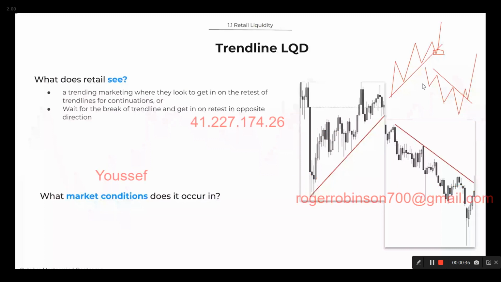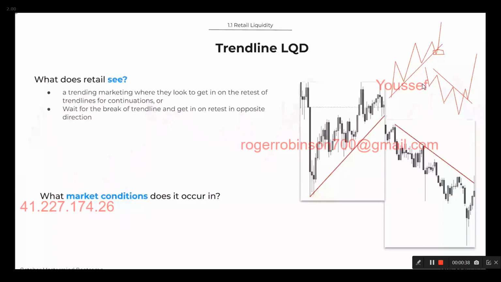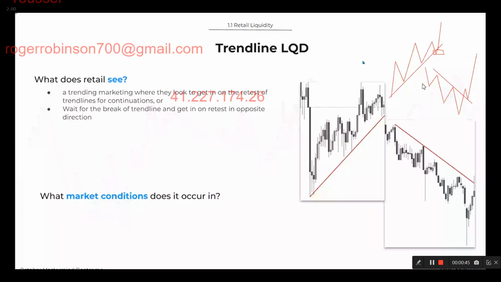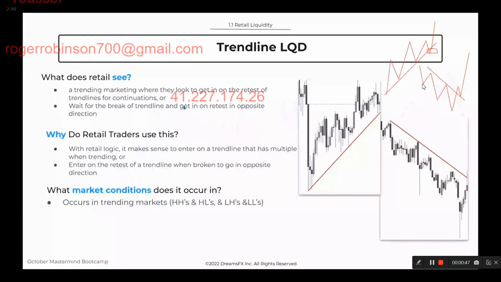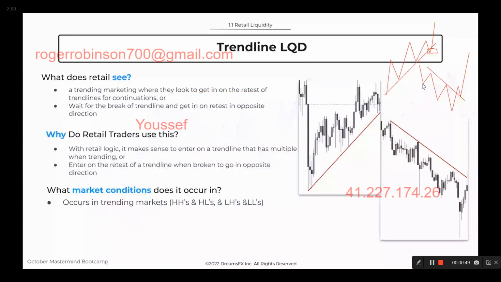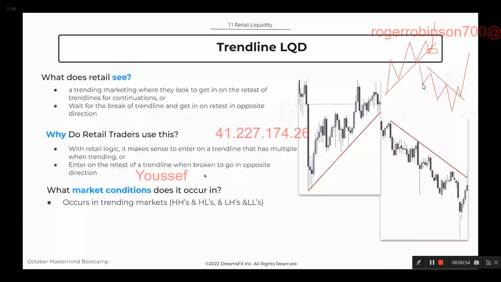They're either going to take their position on the trend line to continue the market trend, or they're going to wait for the trend line to be broken, buy on the retest, then go higher. So that's what they're looking for, either continuations or getting in on reversals. Retail traders use it because, like support, resistance, anything, the more touches it has in a trending market, the more intent appears, so it has to continue doing that. Again, they're either on the retest of the trend line or on the break of it.